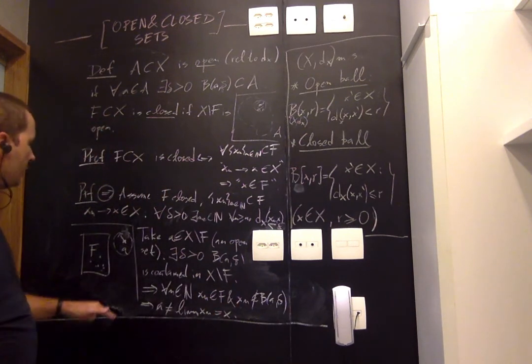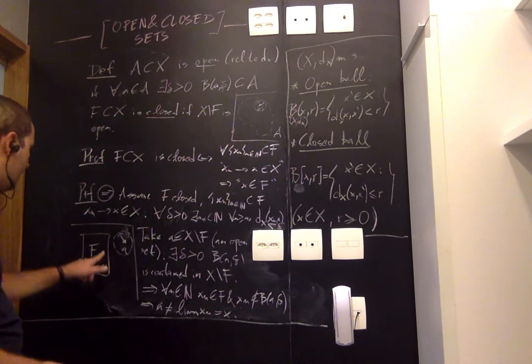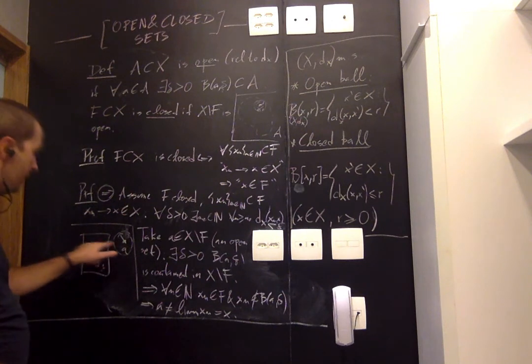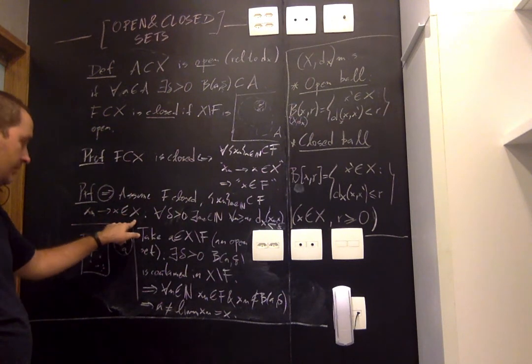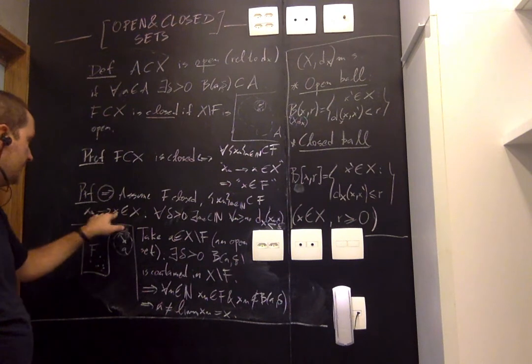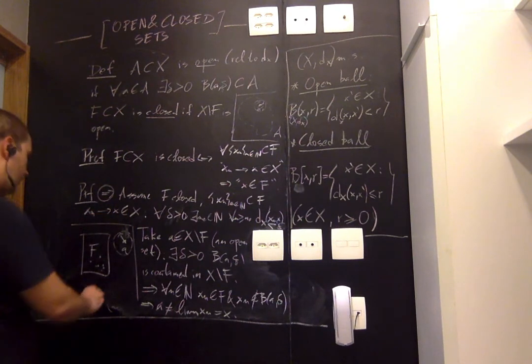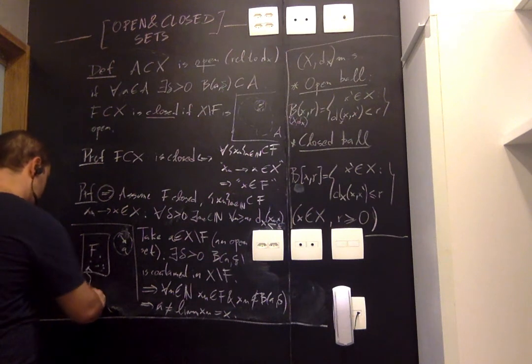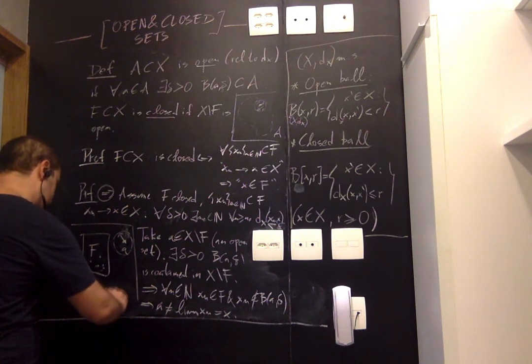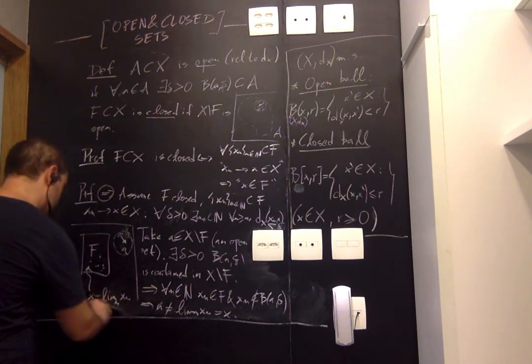So what did I show here? I showed that any point outside of f cannot be the limit of the sequence x sub n. Therefore, it must be that the limit belongs to f.